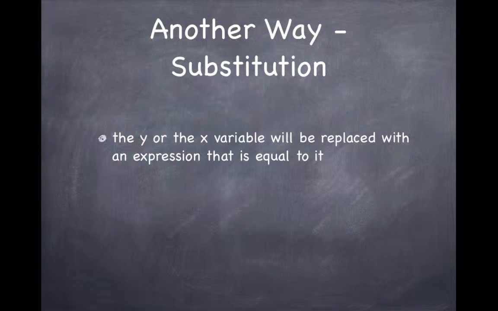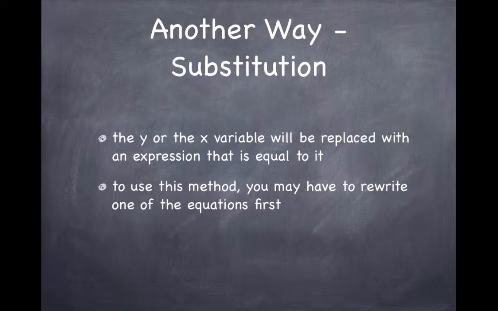What we do with substitution is either the y or the x variable is going to be replaced with an expression that's equal to it. In order to use this method, you may have to rewrite one of the equations to isolate one of the variables before you begin. For instance, if the equation I started with was 2x plus y equals 7, neither of the variables are isolated, so I would need to subtract 2x from each side so that y is isolated and I get the equation y equals 7 minus 2x.